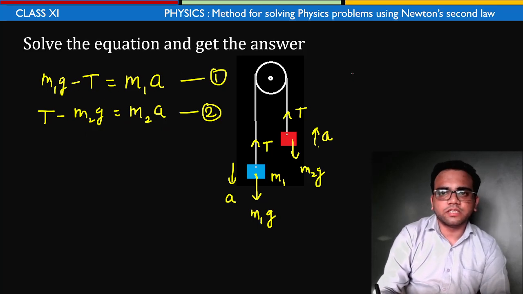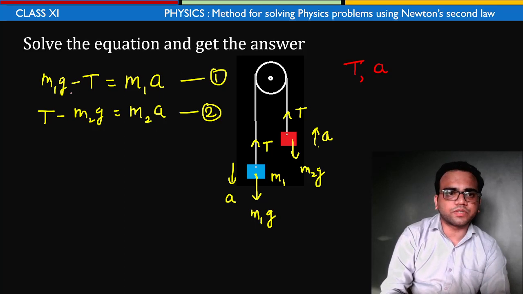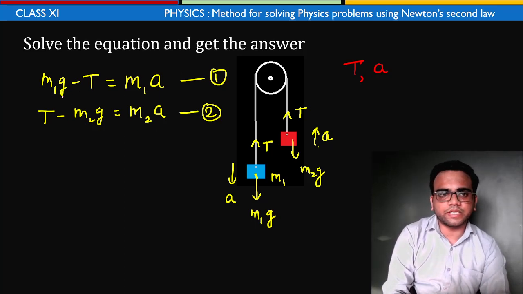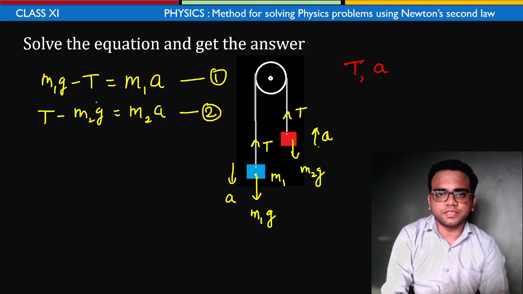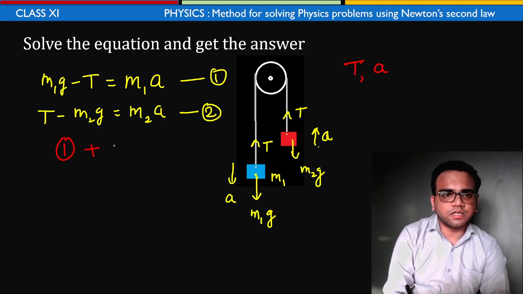We can see here there are two variables, T and A. M1 and M2 are known and G is also known. These are the constants in this problem. So add these two equations, equation 1 added with equation 2.